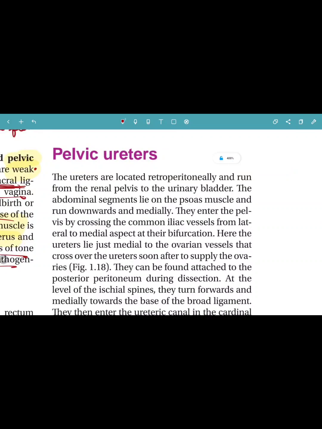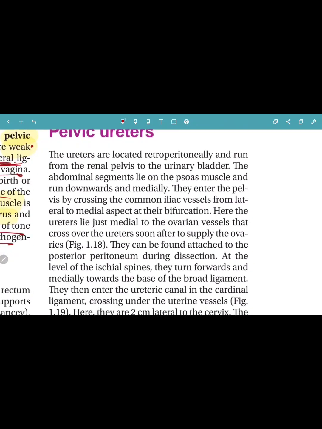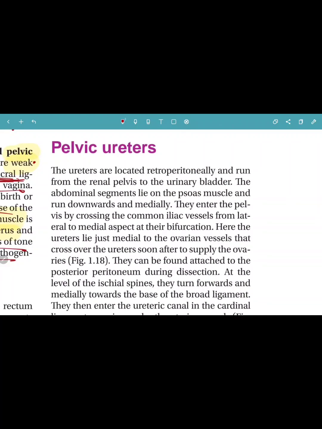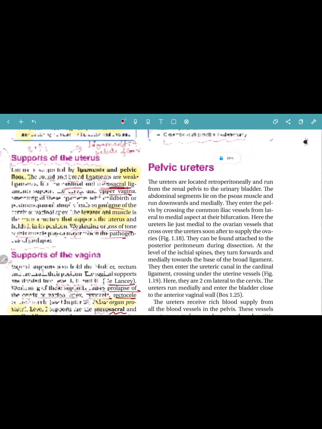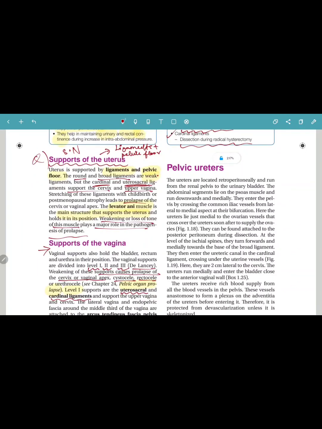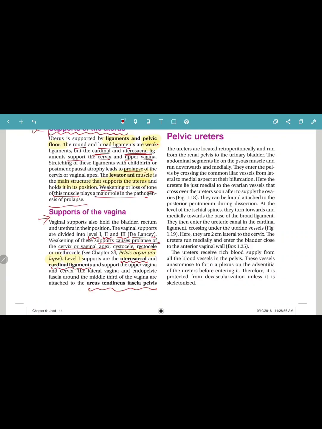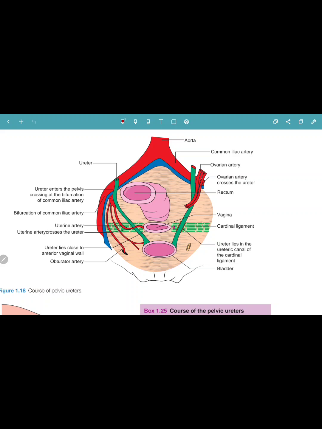Now let's look at the pelvic ureters. The ureters are located retroperitoneally and run from the renal pelvis to the urinary bladder. The pelvic ureter is not a very important topic, so we can just move on. You can just go through the course of the pelvic ureters alone. Here you have your rectum, your vagina, your bladder, and the course of the ureter.